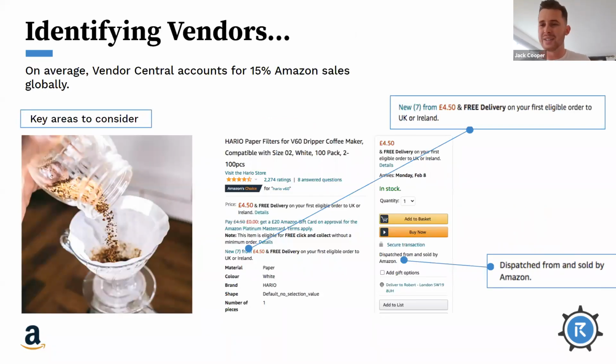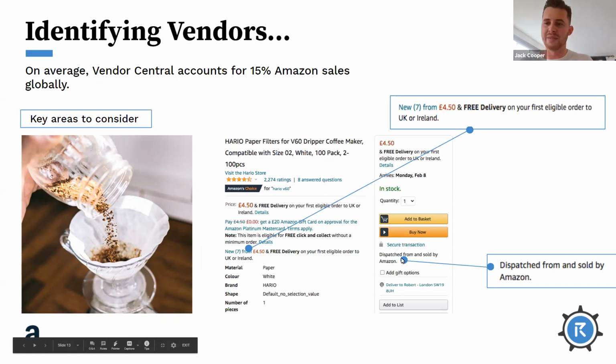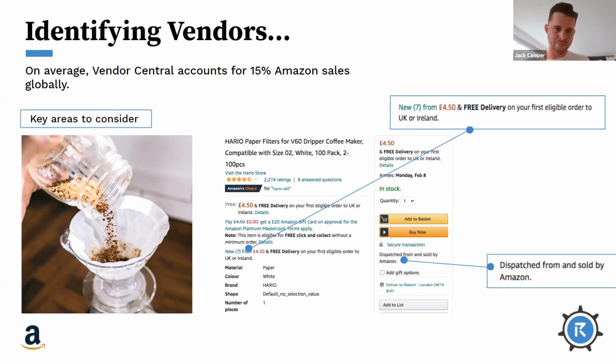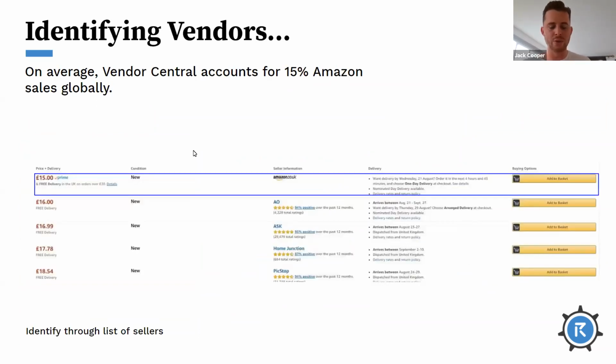So just quickly, how do you identify a vendor? I'm sure everyone here will be familiar with an Amazon listing, and this is an example here. You can see below the Buy Now button, there is dispatched and sold by Amazon. Now, this means that there is a vendor selling. So wherever Amazon is selling the product, that is an Amazon vendor selling. Also, if you click through to the list of sellers, you can see that there are a number of different sellers on this, and this top highlight here shows an Amazon vendor.